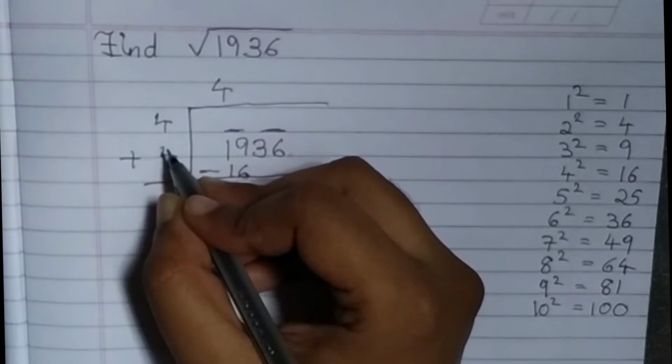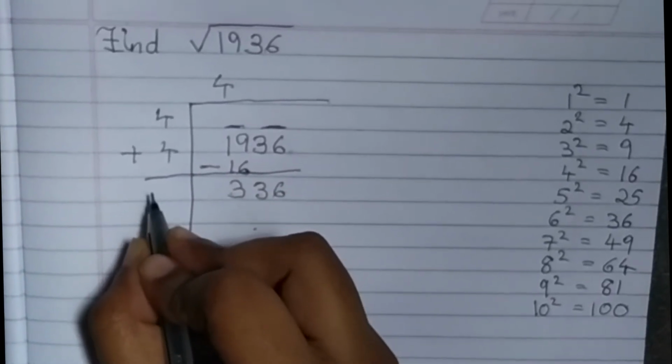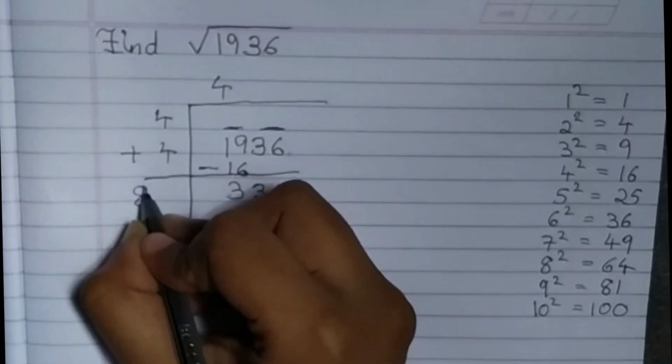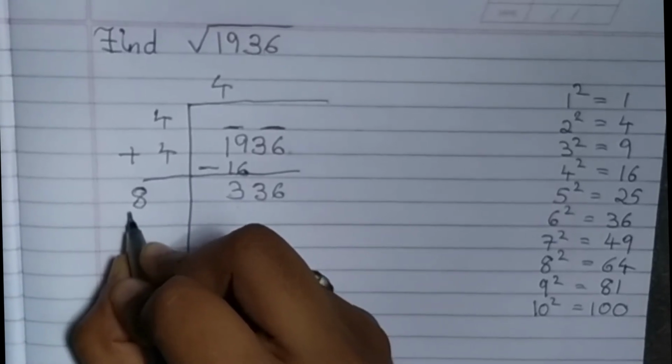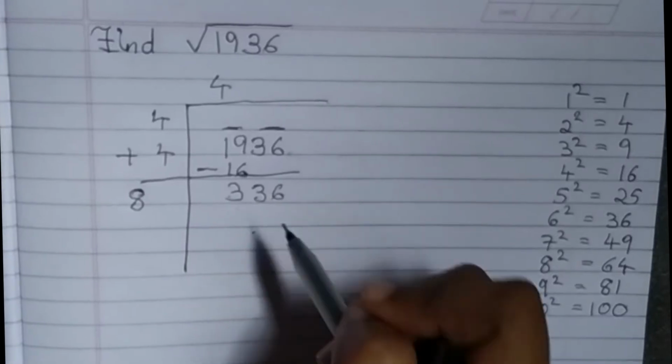Now 4 plus 4 is how much? 8. But we will not write 8 directly here. We will leave some space and then we will write 8. Now the next step is very important.